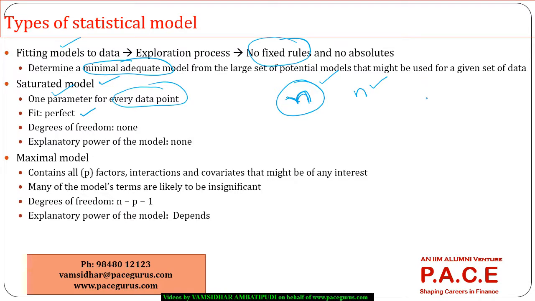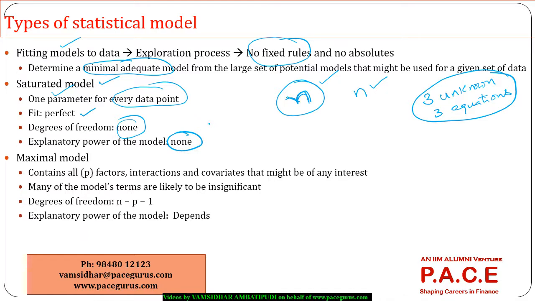It's like I have 3 unknowns and I have 3 equations for them. So I can very well determine the values of the 3 unknowns by solving these 3 equations. So that is what we call a saturated model. So there is nothing called degrees of freedom, there is nothing called uncertainty. So there is nothing called explanatory power of the model, because it's exact values, 3 different unknowns, 3 different equations, they are very appropriately fitted to the data.